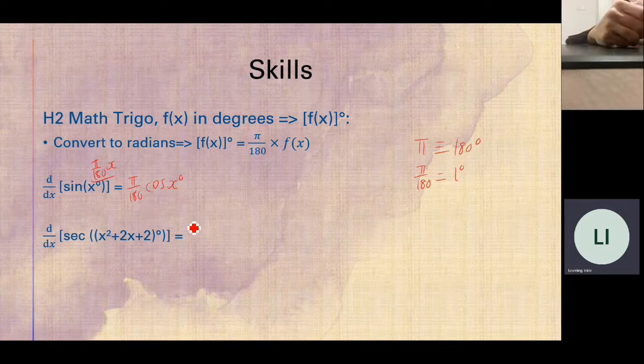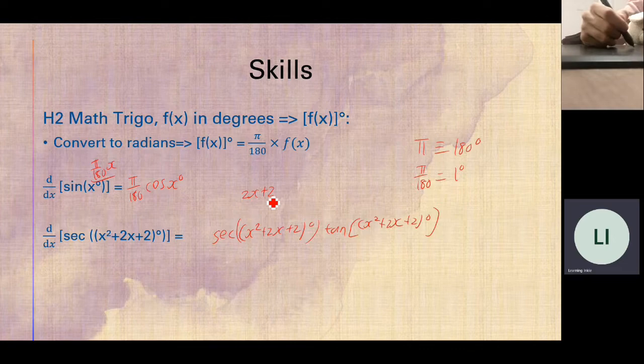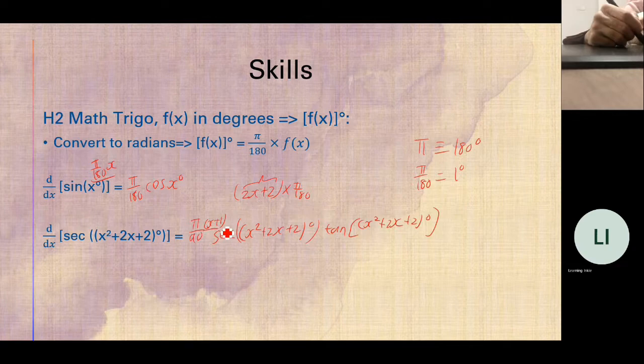Now secant of (x squared plus 2x plus 2) degrees. Again, secant becomes secant tangent. So you get secant of (x squared plus 2x plus 2) degrees, tangent of (x squared plus 2x plus 2) degrees. And don't forget to differentiate inside. So differentiate inside, you get 2x plus 2. And because it's in degrees, you multiply by pi over 180. And you notice that, hey, I can factorize out 2 from 2x plus 2 and divide it by 180. So I simply get pi over 90 times (x plus 1). All right, okay, let's write this properly.